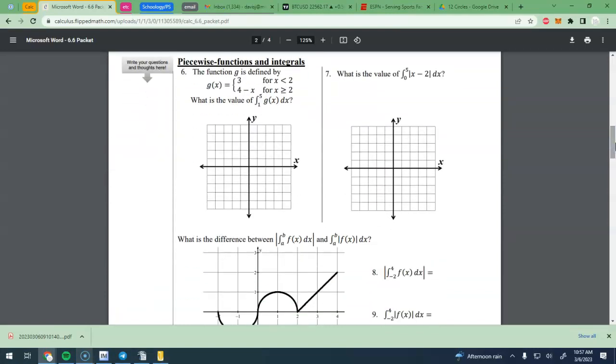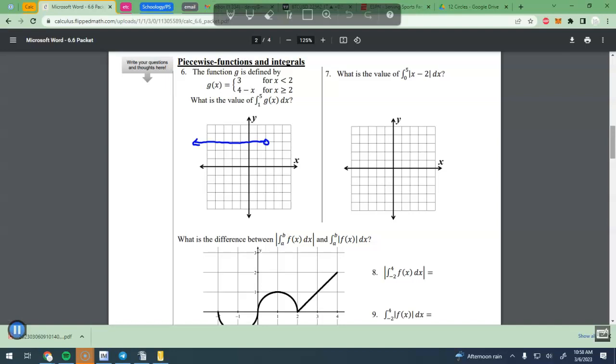Piecewise, we can do the same type of stuff. Let's draw them and make sure we know what we're doing. So y equals 3 when x is less than 2. So y equals 3 is a horizontal line, but we stop at 2. And then 4 minus x from here after.